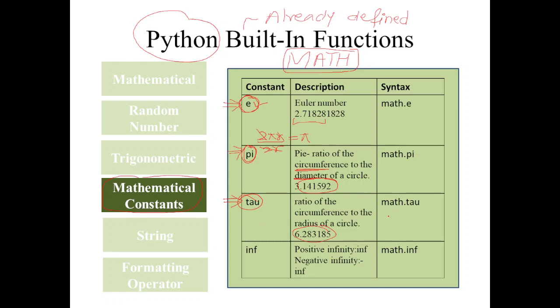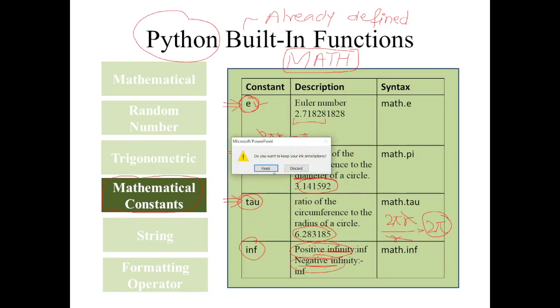Similarly, another constant is tau, and its value is equal to 6.28, which is also called 2 pi, because it is the ratio of circumference to the radius. So if we divide circumference by the radius, then r will be cancelled with r, and its answer will be equal to 2 pi, which is also called tau. Next is infinity, and its value is called the maximum value, maximum limit, and it ranges from positive infinity to negative infinity.